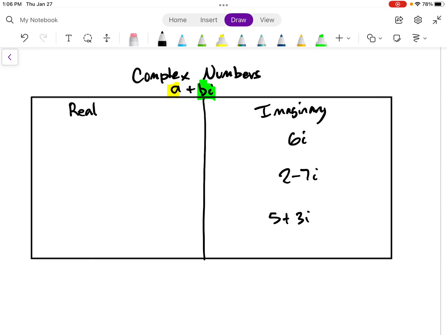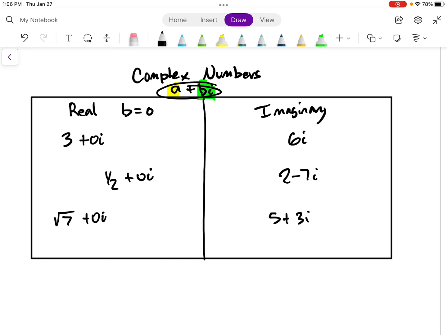Real numbers still have to be written in this form of a plus bi, but it's like this. 3 is a real number. Well, we might ask ourselves, how could I write 3 that way? Well, it would just be 3 plus 0i. Or I could have a half. A half is a real number. Well, that's a half plus 0i. Or you could have the square root of 7. That's a real number. Well, how would I write it that way? It'd be square root of 7 plus 0i. So if it's a real number, the b part always equals 0.